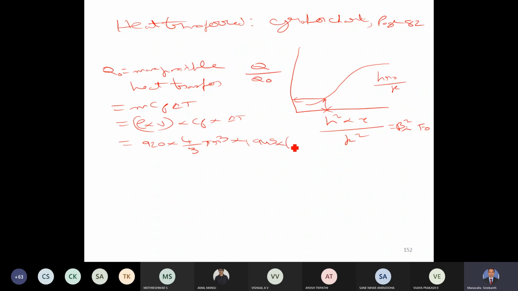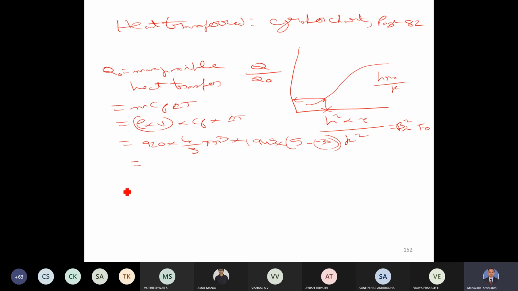Multiplied by delta T, which is how much? 5 minus (minus 30). So this is the temperature difference, 35 degrees Celsius. So this will be the value of Q naught. You have to calculate that. R is 2.5 millimeters.